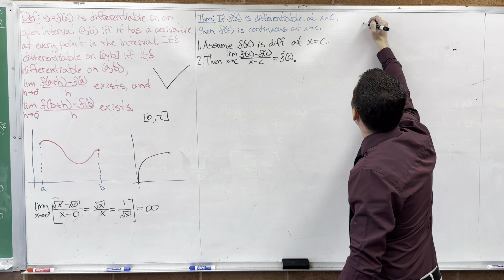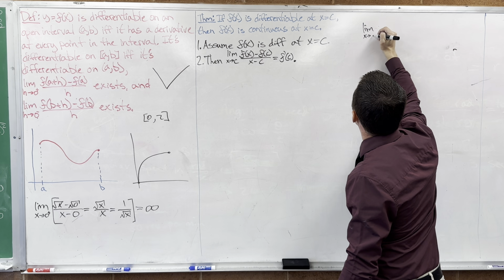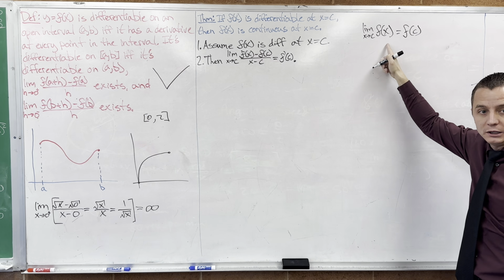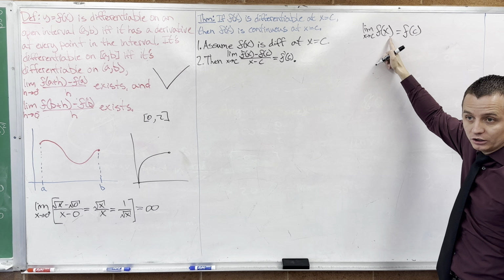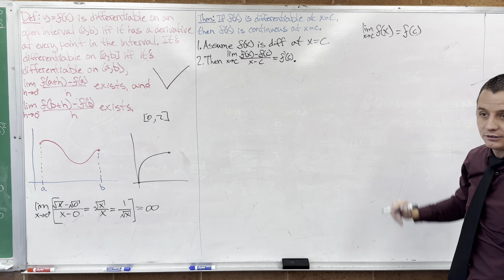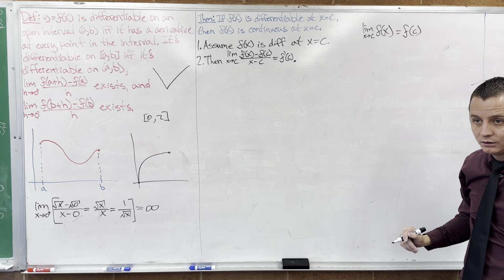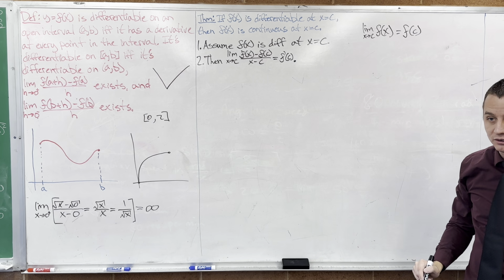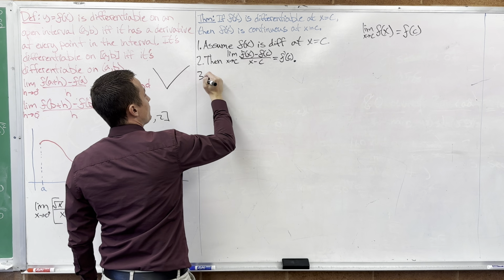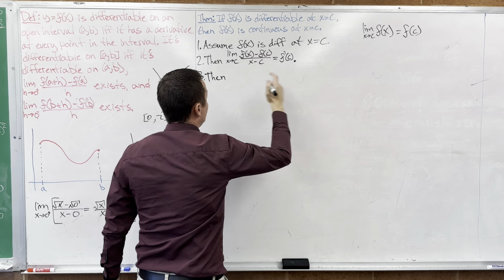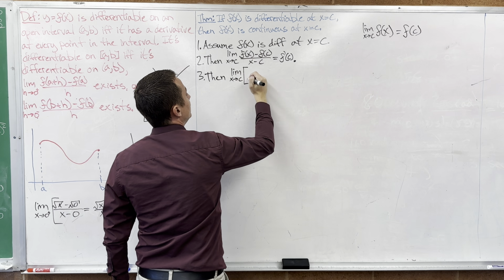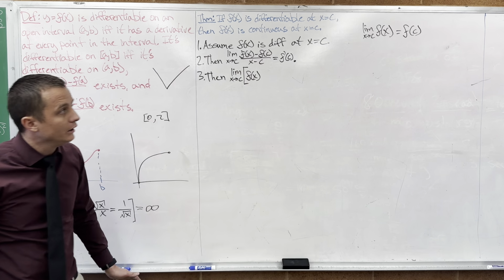What am I trying to prove? I'm trying to prove that the limit as x approaches c of f of x is equal to f of c. What does it mean for a function to be continuous at that point? It means the limit of the function at that point is equal to the value of the function at that point. So I'm trying to prove that this is the case. I know that this is the case. I'm trying to prove that this is the case. With me? Okay. Then, that's the limit we're trying to calculate. I need to calculate the limit as x approaches c of f of x. I need to prove that that's equal to f of c.